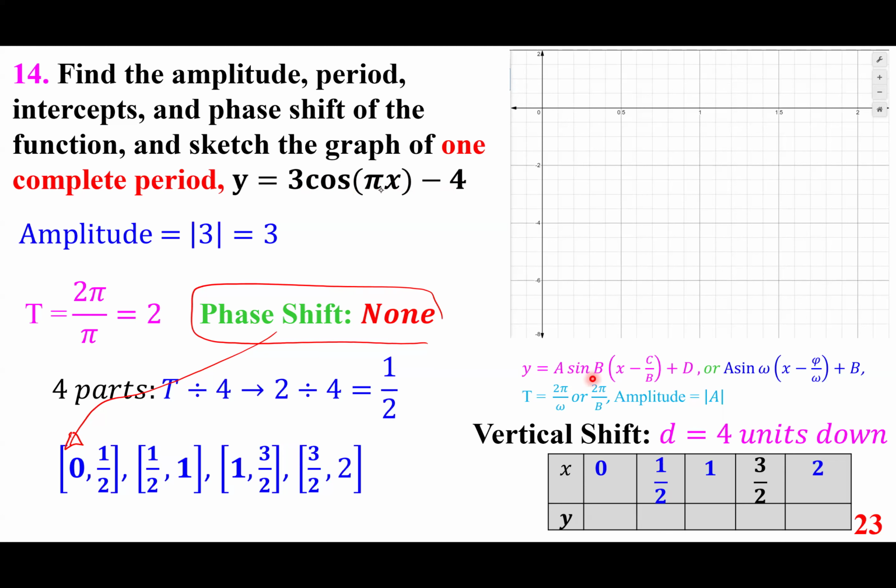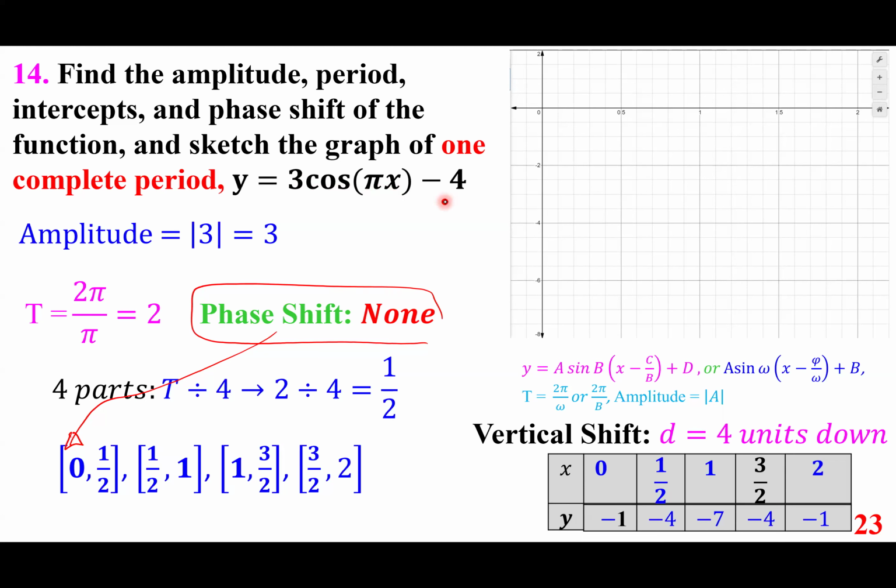What happens if I put 1/2? Cosine of pi over 2, everybody, is 0, times 3 is 0, so I get -4. If I plug in 1, cosine of pi is -1. 3 times that is -3, and -3 minus 4 is -7. You can figure out the rest.